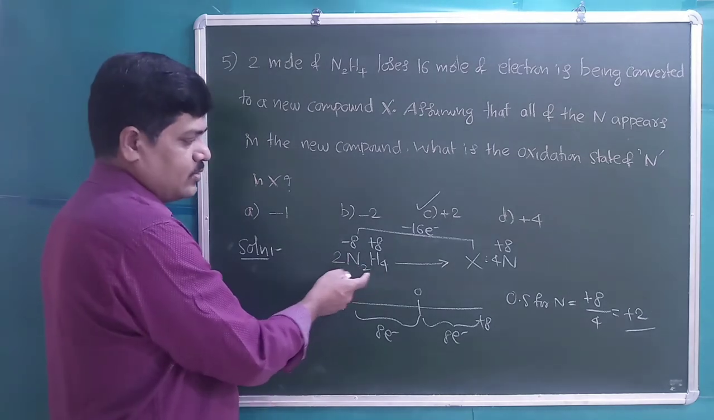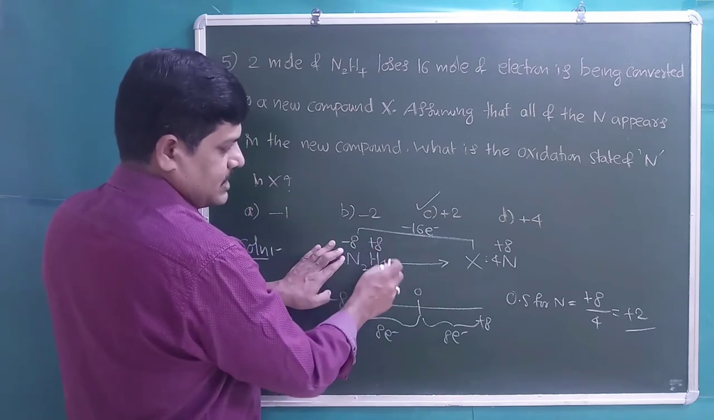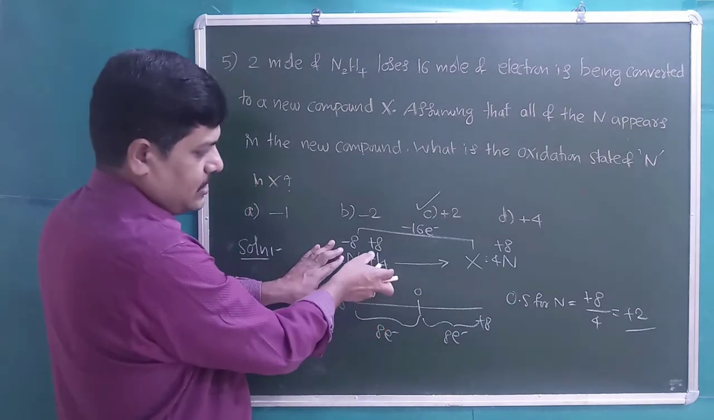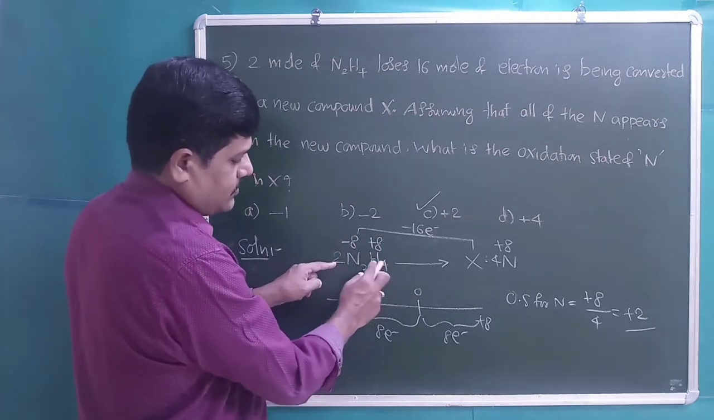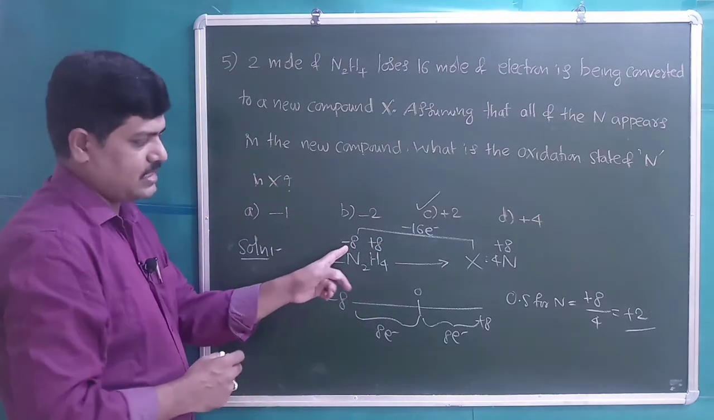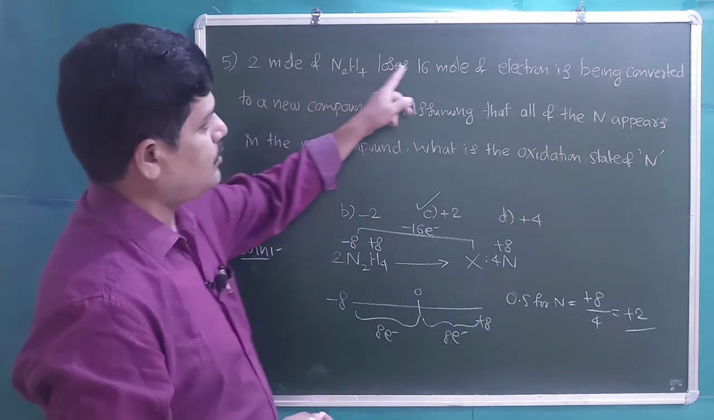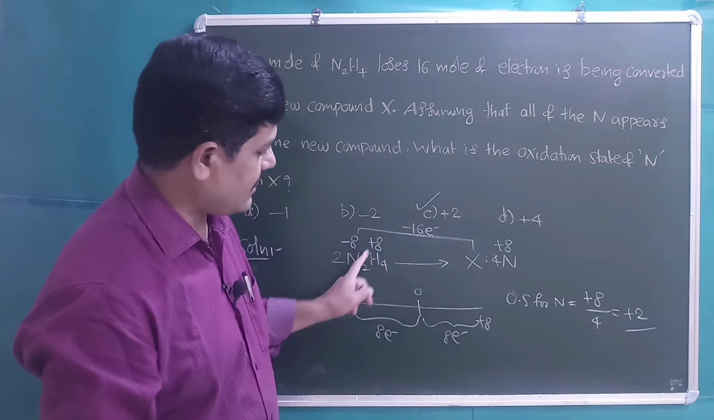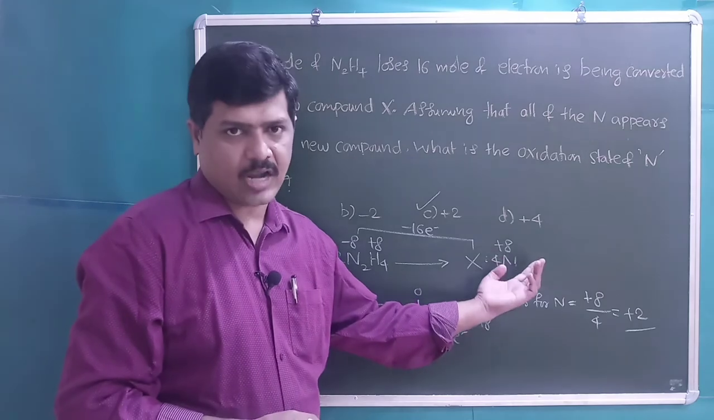For 2 moles of N2H4, when we calculate for 1 mole, it has hydrogen as +1, +1 into 4 is +4, the oxidation state for 4 hydrogen atoms combined. When we are taking 2 moles, 2 into +4, which is +8. Then for 4 nitrogens, the oxidation state is -8. It is given in the question that when 2 moles of N2H4 loses 16 moles of electrons, it is being converted into a new compound X. All the nitrogen atoms are present in this compound only.